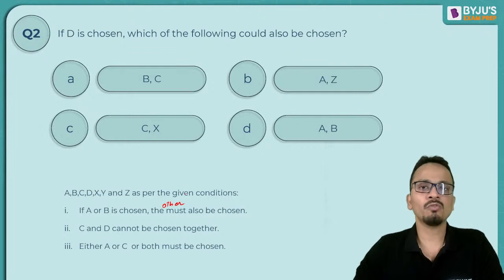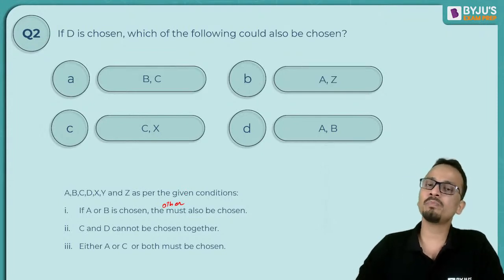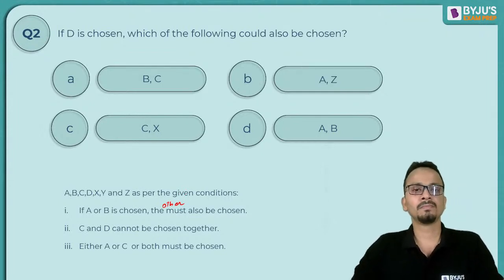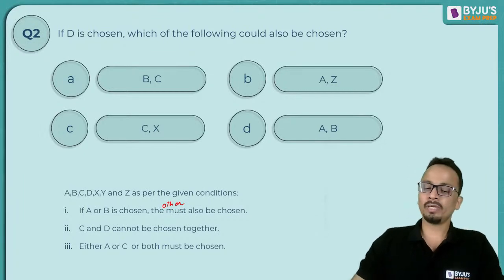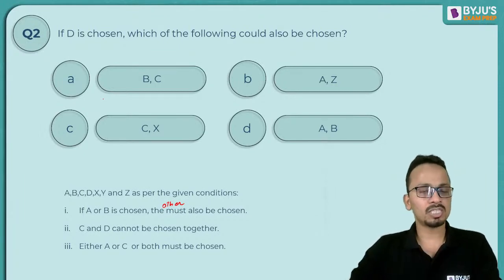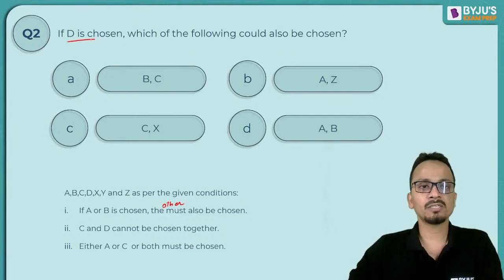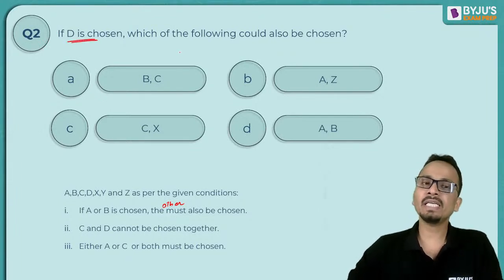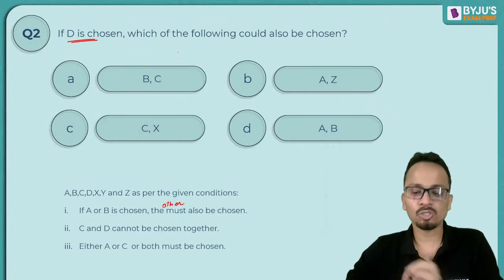If D is chosen, which of the following could also be selected? So it is given that D is definitely selected. D is chosen. With D, which other 2 can also be selected?